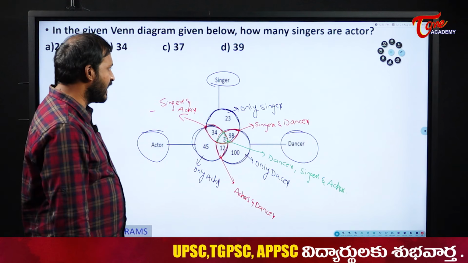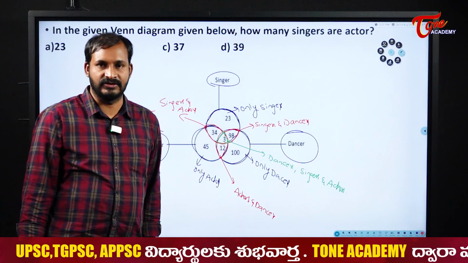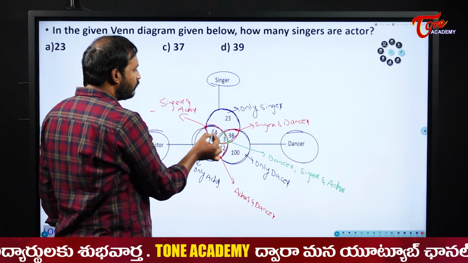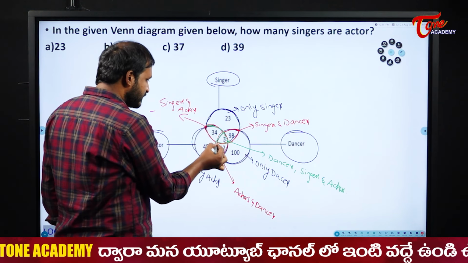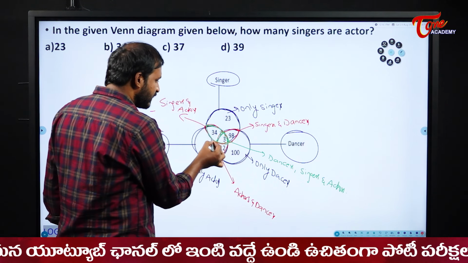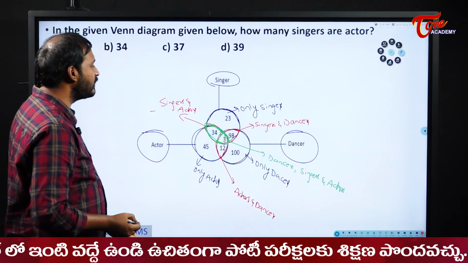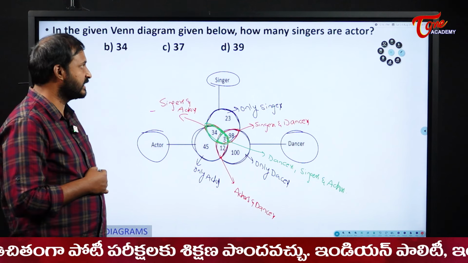How many singers are actors? Now please see here, students. Here I should have singers and actors together. So who are called singers and actors together? If you observe carefully, this is singers and actors, and this one is also singers and actors. So overall these 2 regions together will become singers and actors.